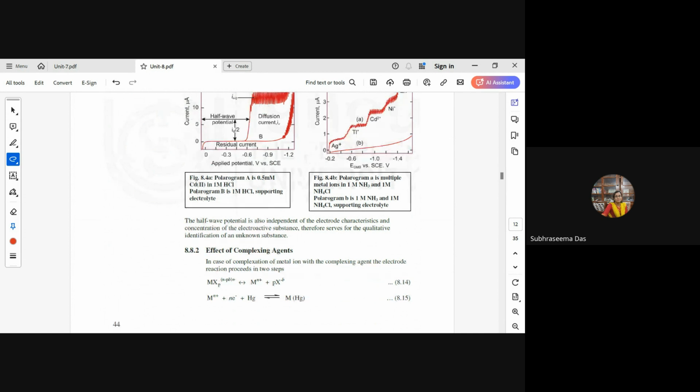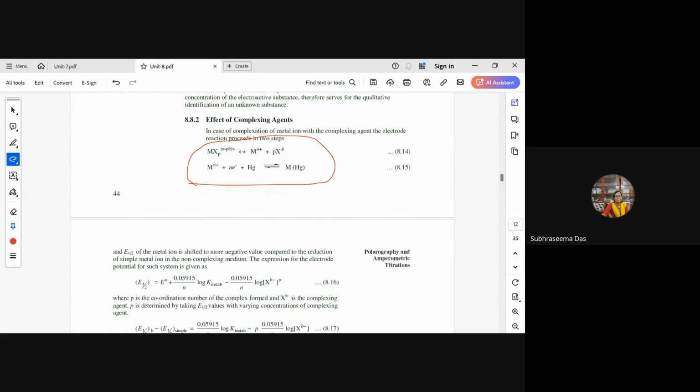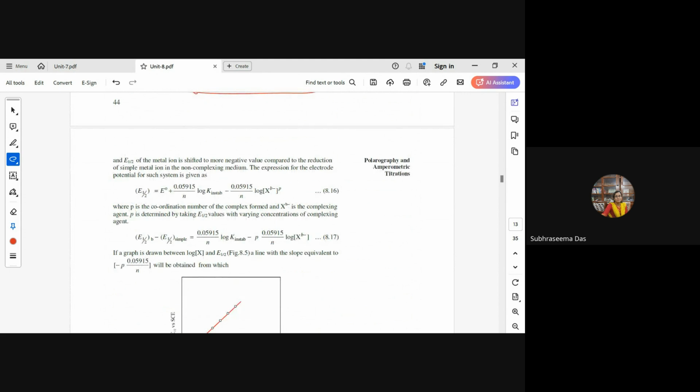Now, the influence of complexing agents. In the case of complexation of metals with a complexing agent, the reaction can be written in two steps, and the E half for such a type of reaction can be given as E half is equal to E0 plus 0.059 by n log K minus 0.059 P by n log of the concentration of X^b-, where P represents the coordination number of the complex and X^b- is the complexing agent.